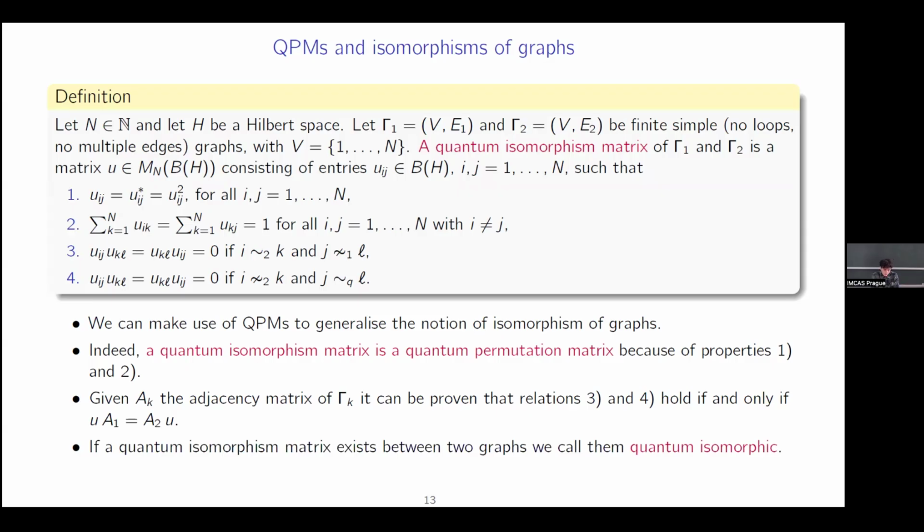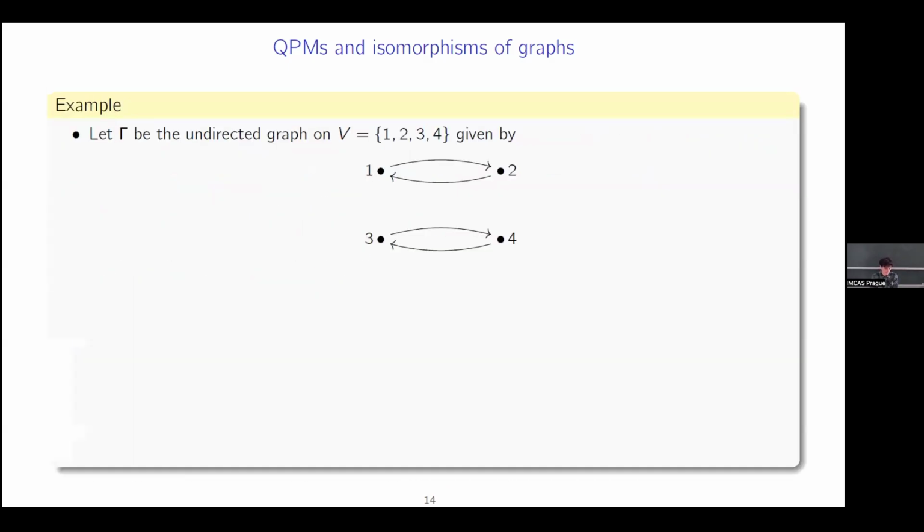Okay, so what else? If a quantum isomorphism matrix exists between two graphs, we call these two graphs quantum isomorphic. And it's a surprising fact that we have some graphs that are not isomorphic, but are quantum isomorphic. I'm not able to provide an example of this right now, at least if I remember this correctly, but I have an example of graphs that are quantum automorphic.